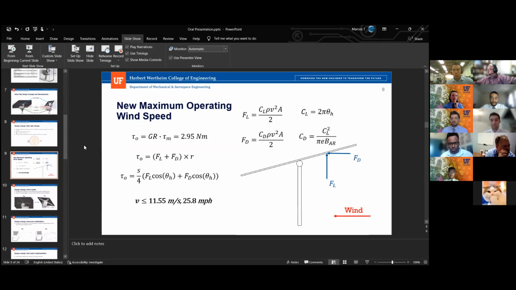I've used that in other classes before. Okay. Maybe I'm wrong, but normally, I taught mechanics of materials, aerospace structures, and FEA. We normally use capital T as torque and tau as shear stress.